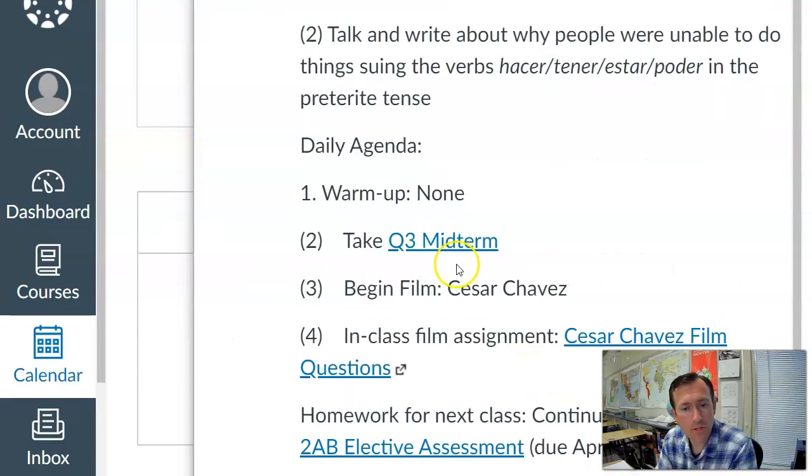So after you're done with the midterm, we're going to begin the film Cesar Chavez. The film is about an hour and 45 minutes long, so we won't finish it today, of course. We'll finish it next class, and that's actually how we'll finish the quarter off, is by concluding the film.